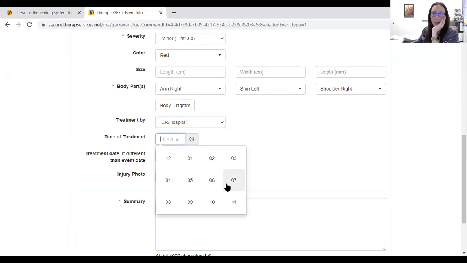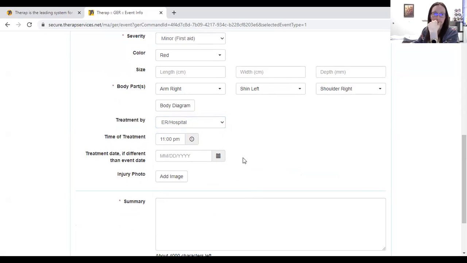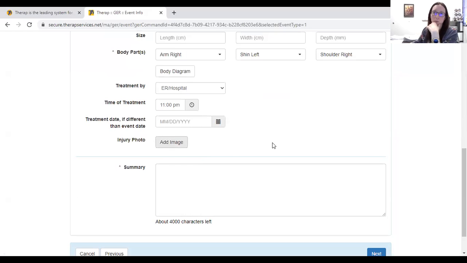All right, so treatment was had within an hour. This is not different, so we don't need to put a treatment date. And again, injury photo, same things apply.